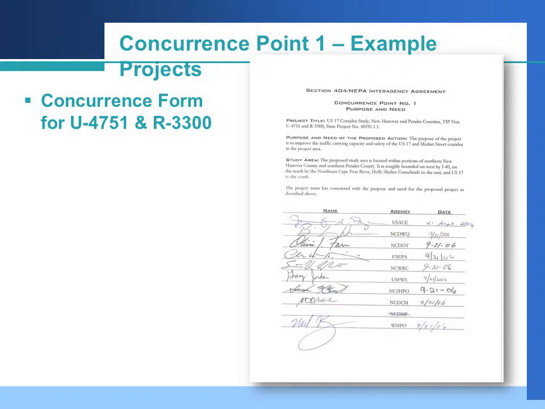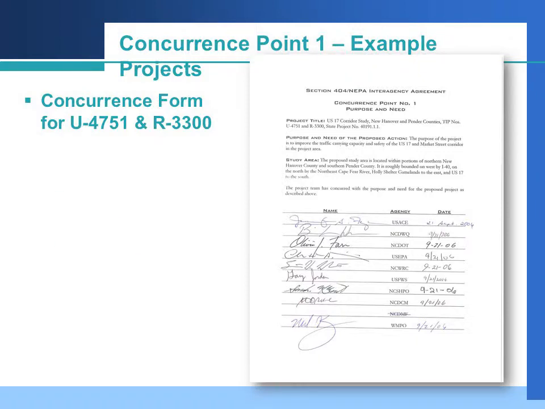A map of the study area as defined by the merger team is then attached to the concurrence form. The statement above the merger team signature line reads, "The project team has concurred with the purpose and need for the proposed project as described above." Remember, the wording on the concurrence form may change on the fly, so bring your laptop and printer to the meeting.